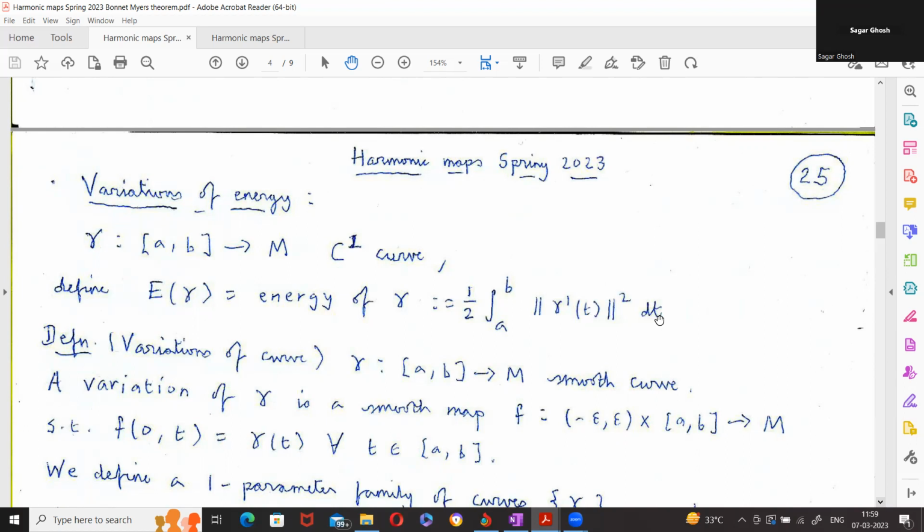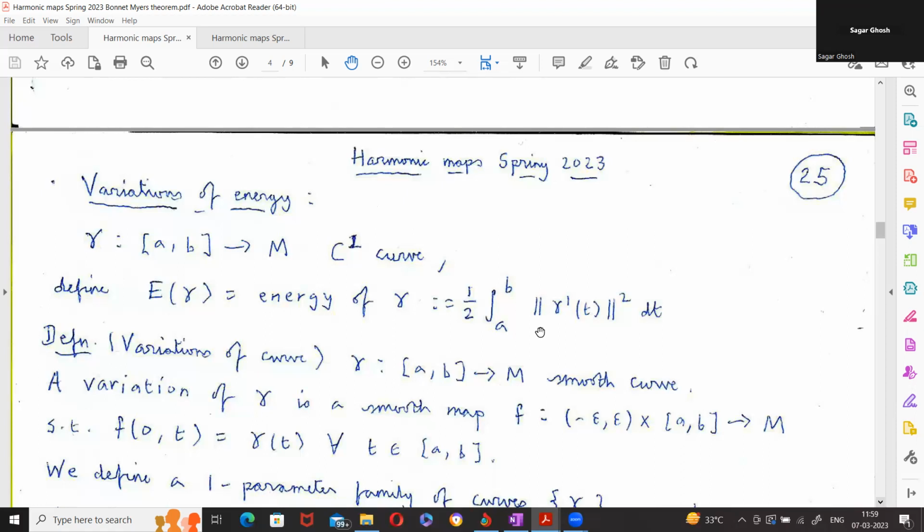So, the reason for the name energy, I suppose, is because this norm gamma prime squared, you think of as the velocity squared, right? So you have the formula for kinetic energy, half mv squared. So if you take m equal to 1 unit mass, then this is half v squared, half the speed squared. So this is energy, okay? And then you're integrating this energy over the curve, all right?